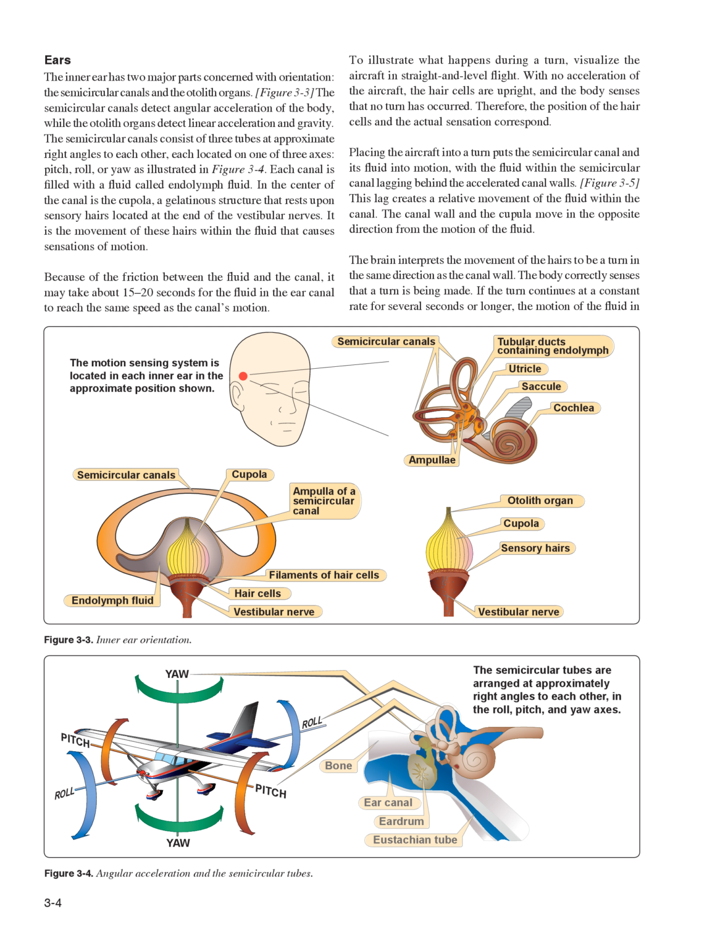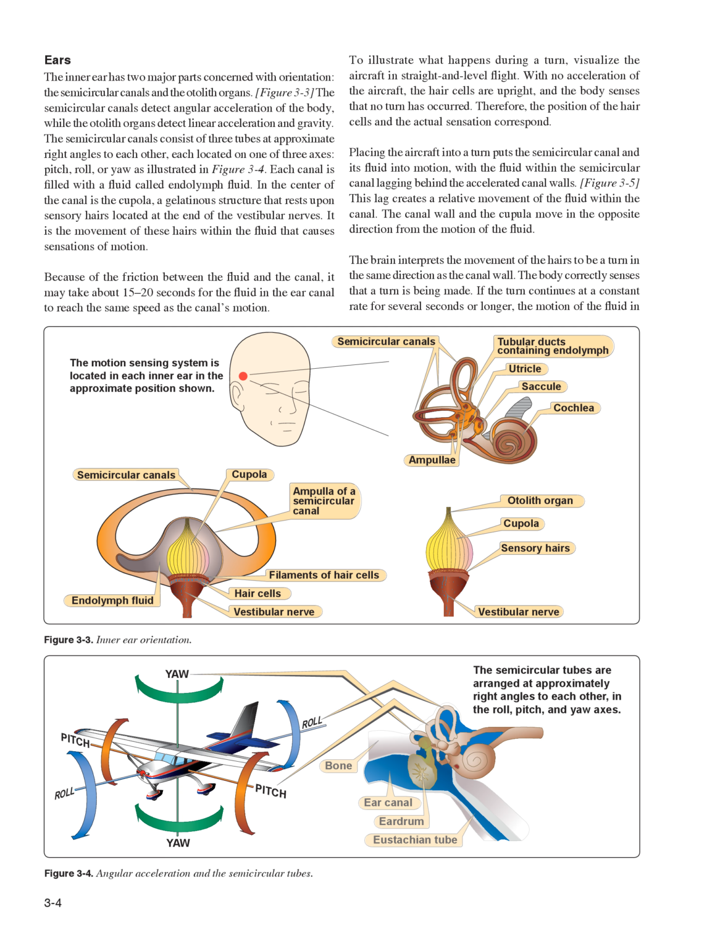Ears. The inner ear has two major parts concerned with orientation, the semicircular canals and the otolith organs. Figure 3.3, the semicircular canals detect angular acceleration of the body, while the otolith organs detect linear acceleration and gravity. The semicircular canals consist of three tubes at approximate right angles to each other, each located on one of three axes, pitch, roll, or yaw as illustrated in Figure 3.4. Each canal is filled with a fluid called endolymph fluid. In the center of the canal is the cupula, a gelatinous structure that rests upon sensory hairs located at the end of the vestibular nerves. It is the movement of these hairs within the fluid that causes sensations of motion.